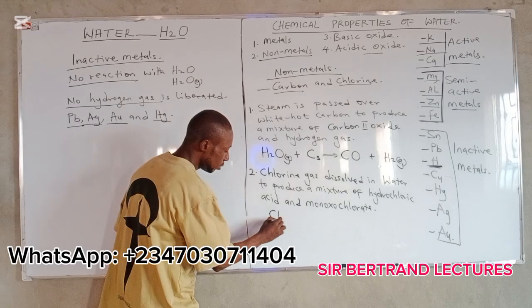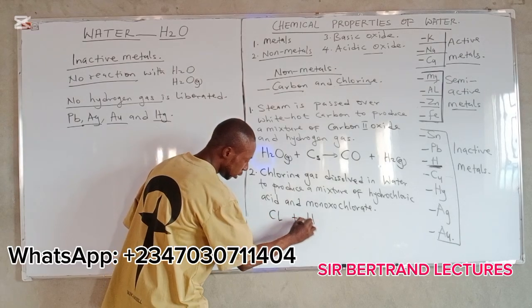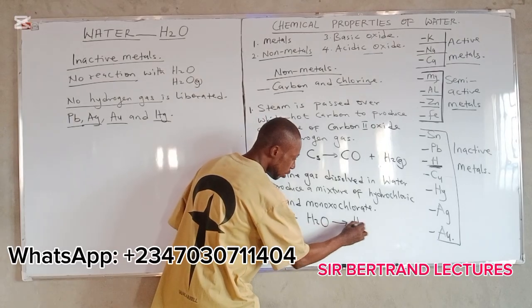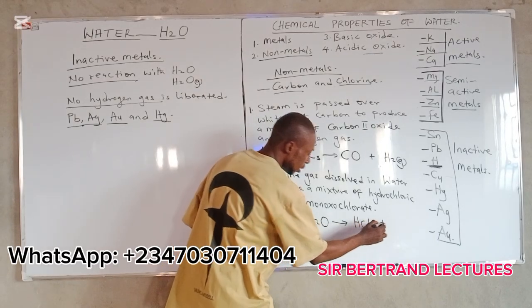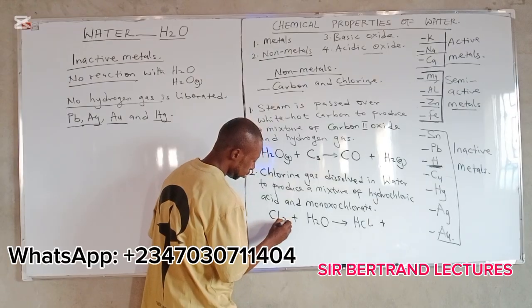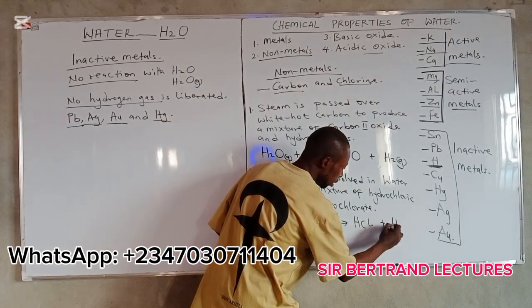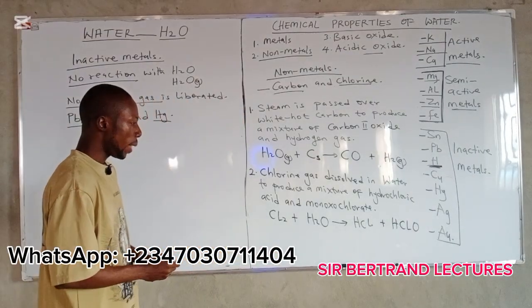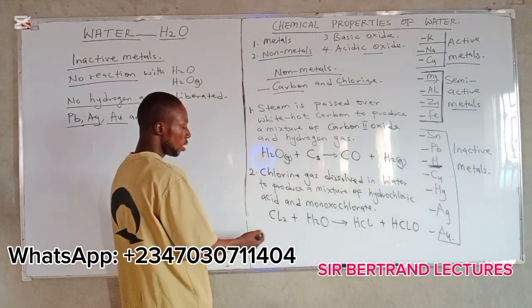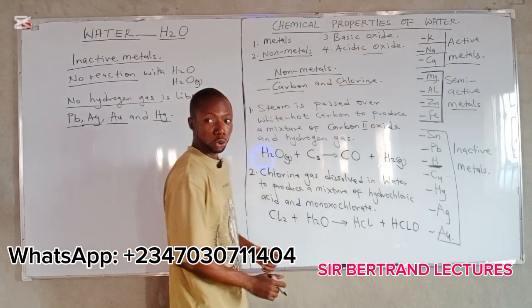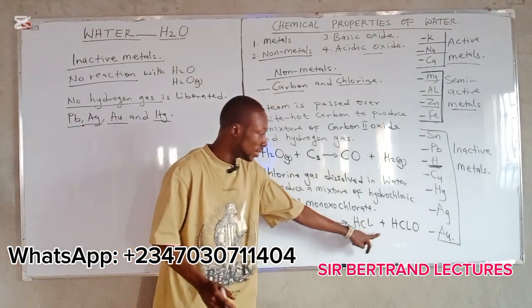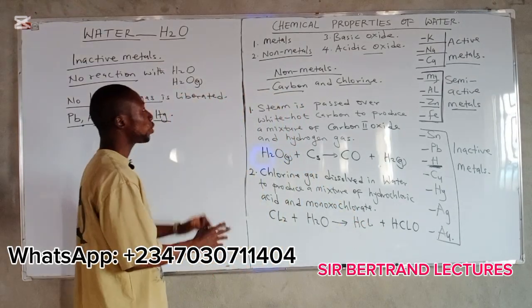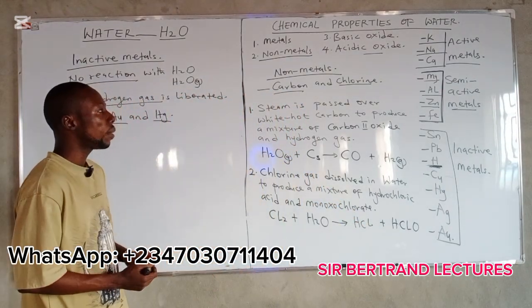Look at chlorine gas here, dissolved in water to produce a mixture of hydrochloric acid and hydrogen monoxochlorate. Okay? The equation is balanced. Chlorine gas dissolved in water to produce a mixture of hydrochloric acid and hydrogen monoxochlorate. That is all about the reaction of water with non-metals.